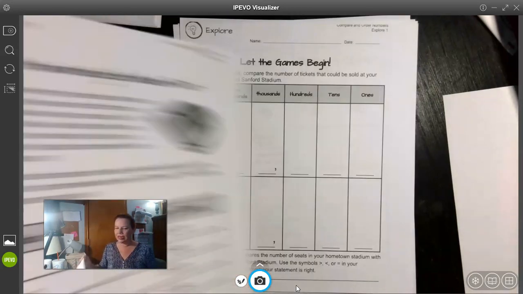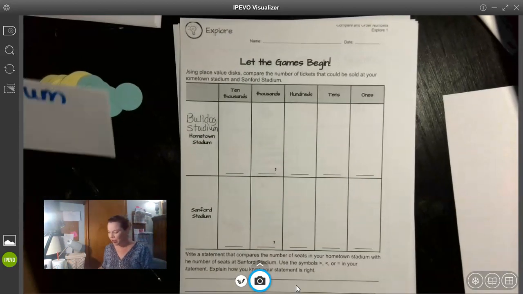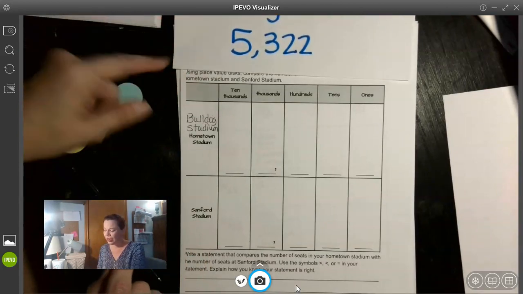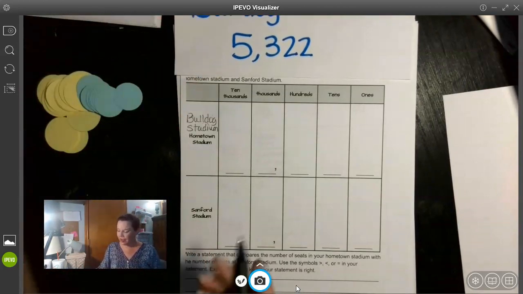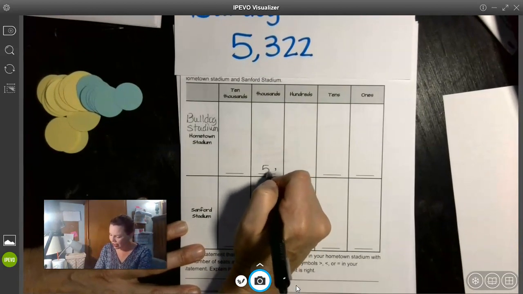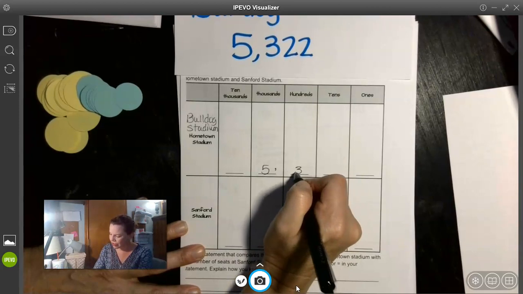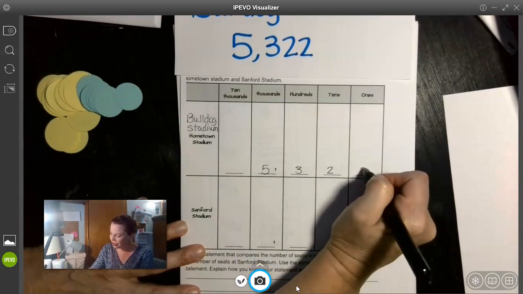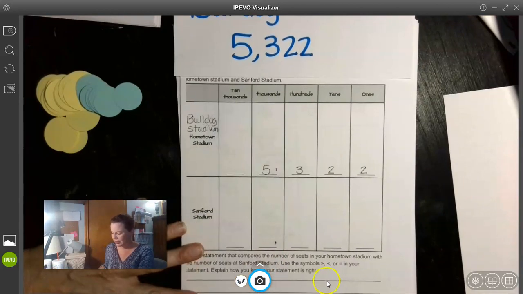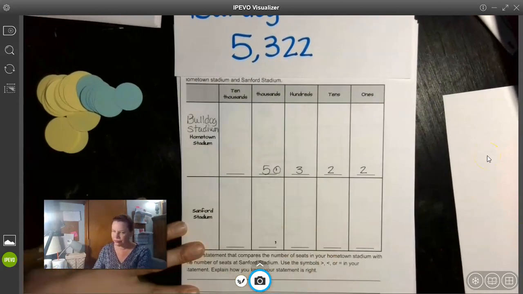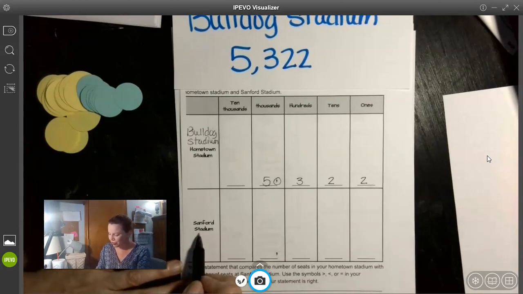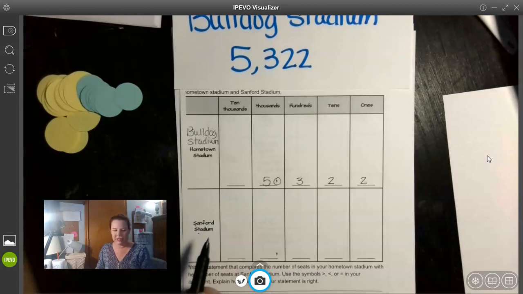So the first stadium we're going to compare Bulldog Stadium and Sanford Stadium. So we know that Bulldog is 5,000, oh, look, see, here's my thousands. 5,322. See, I didn't start here because it's not 10,000, right? See, and here's my comma. Can't forget that comma.